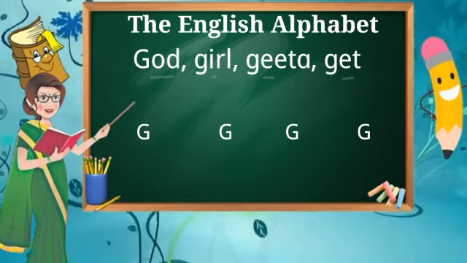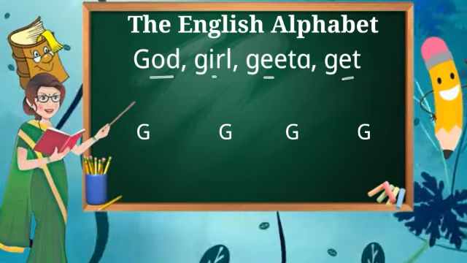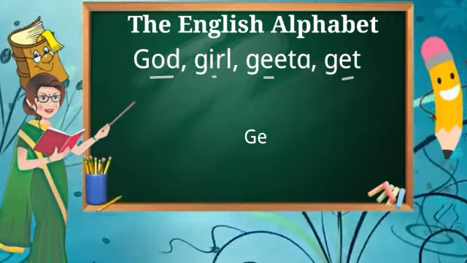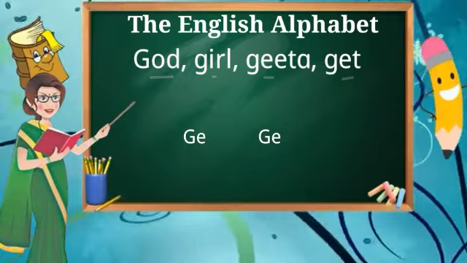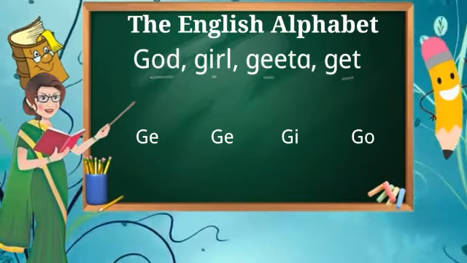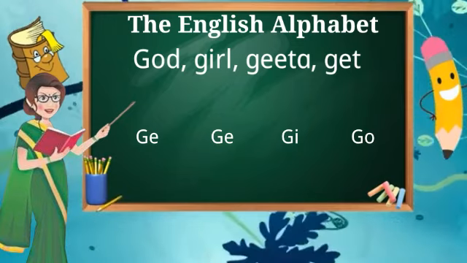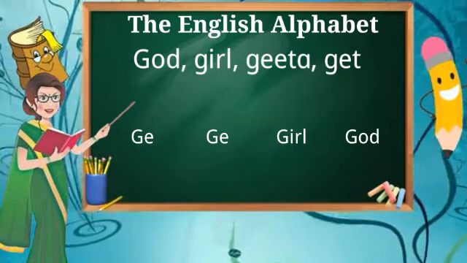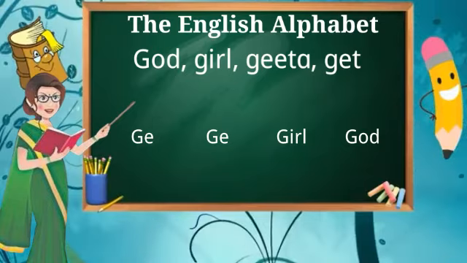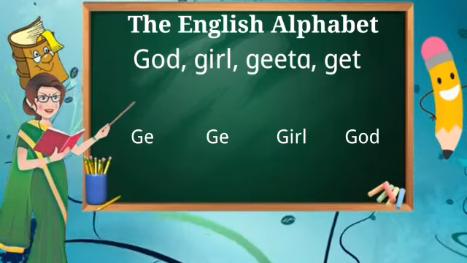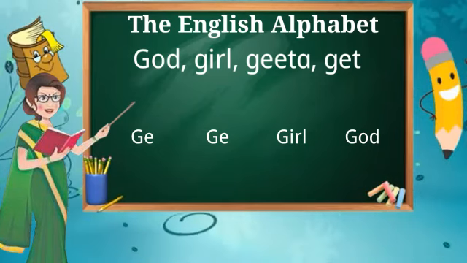Yes. From the whole English alphabet, which one comes first? E comes first, but there are two E. So E, E, then write I and O. Okay? Yes. So here you get two words, G-I-R-L, girl, and G-O-D, God. Now you have left only two words, G-E and G-E. They are Gita and get.